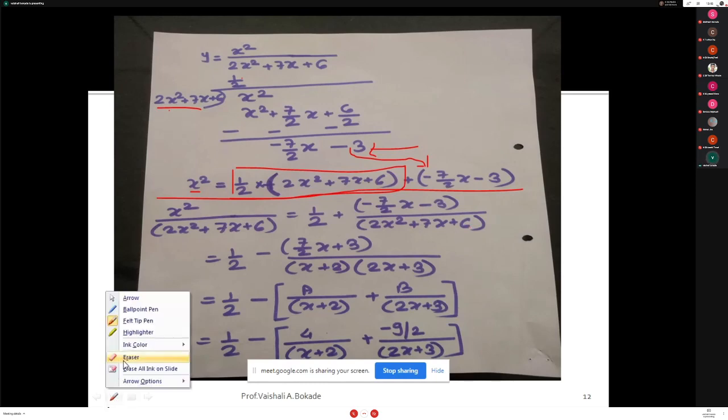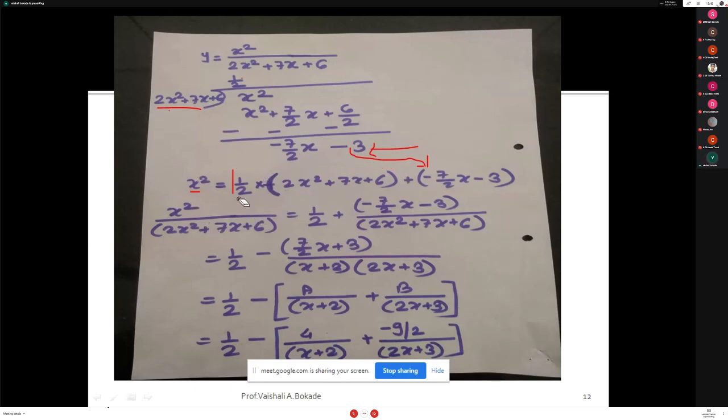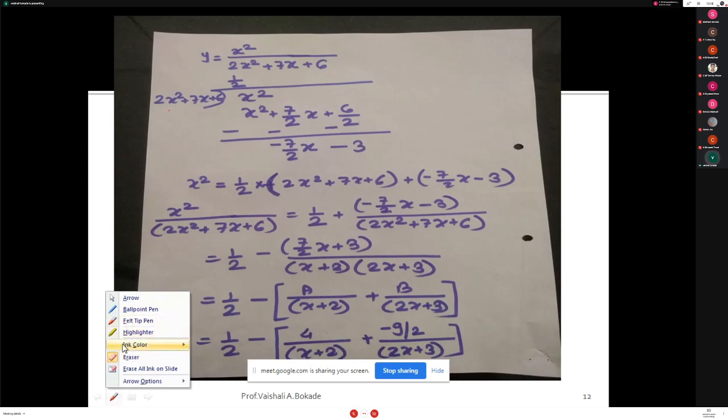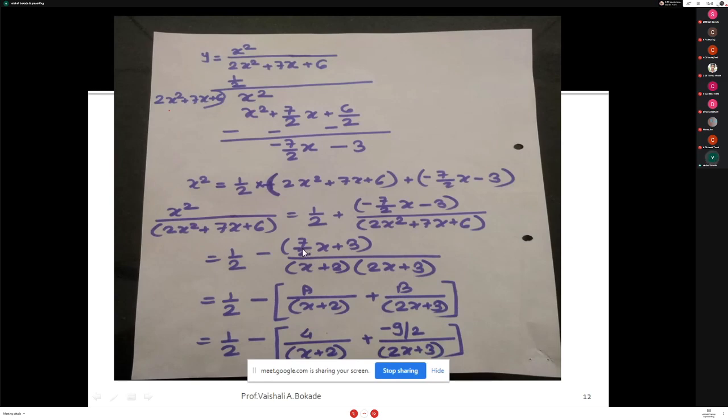Yes, let me erase this. Now you can observe the left hand side is x square upon this polynomial, which is nothing but our y. Yes, x square upon this polynomial is nothing but y, and now the left hand side I'm having y here, and the right hand side I am having 1 by 2 minus 7 by 2x plus 3. I'm writing this polynomial again in terms of linear factors that I am already having.